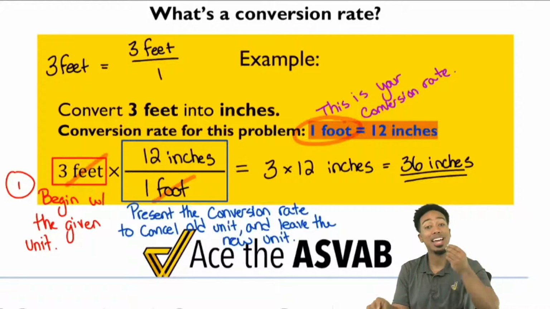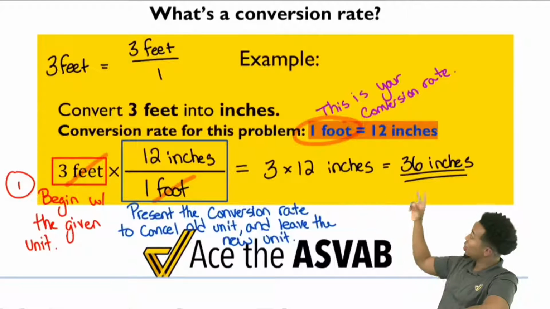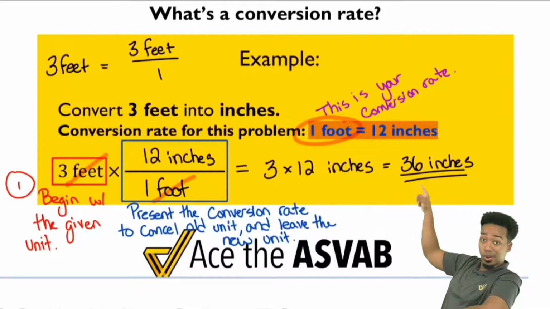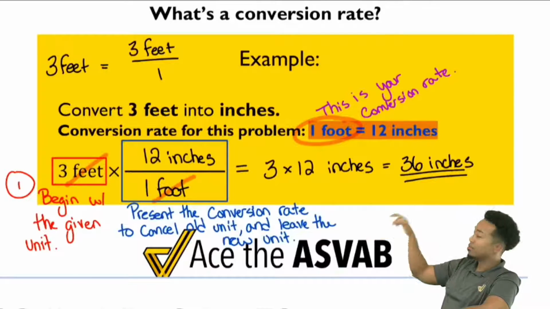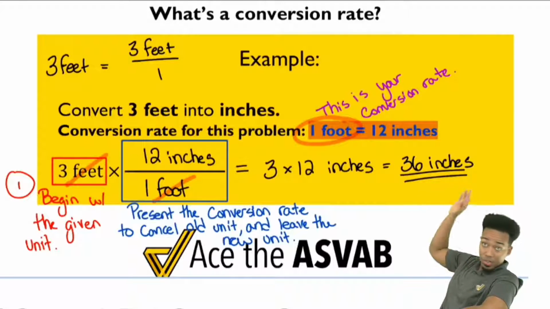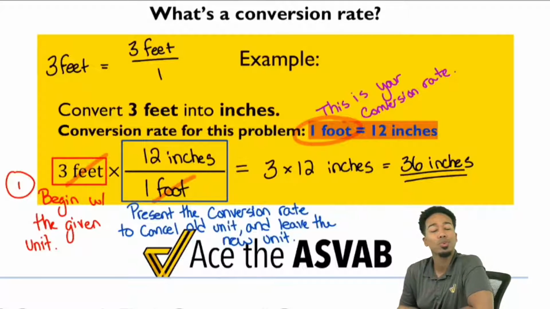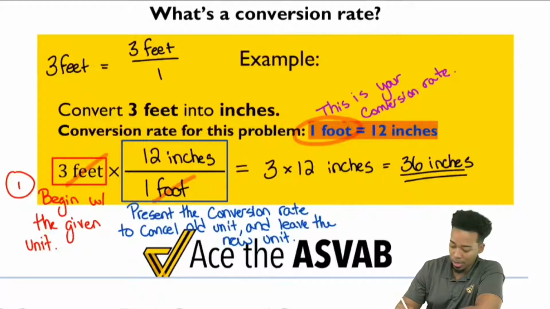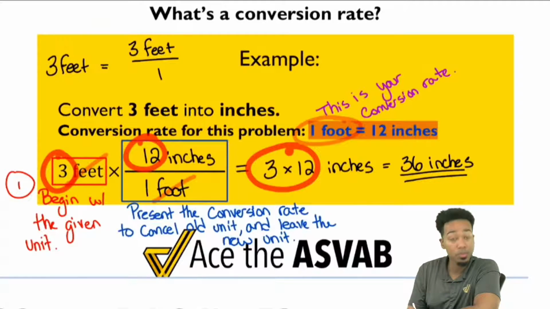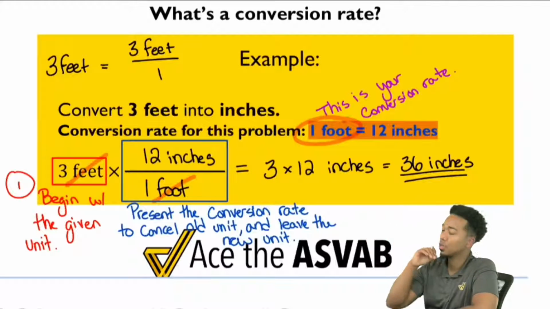So again, by technicality, the old unit starts off on top. So when you have your conversion rate, like 1 foot equals 12 inches, I'm trying to cancel out feet, so I'm going to put that 1 foot on the bottom. And if I want inches left over, the 12 inches goes up top. So technically this becomes multiplication, because you see that the 3 is on top and the 12 is on top. So that becomes 3 times 12, and that's how it's left at 36 inches, because the feet canceled out.